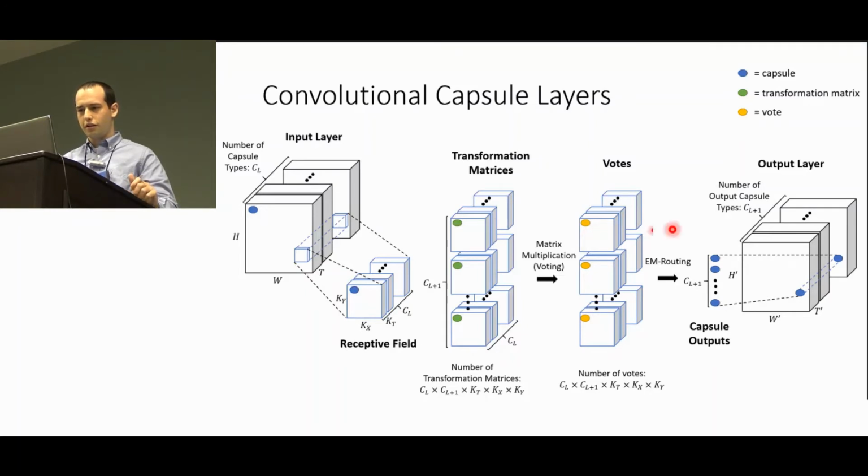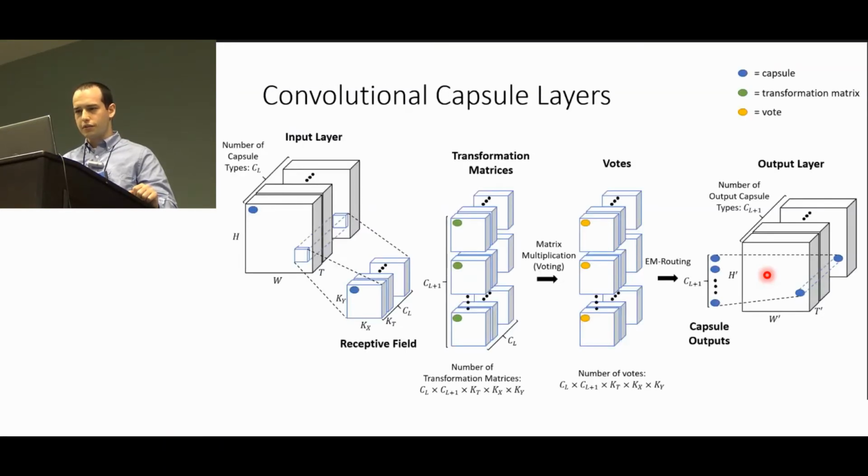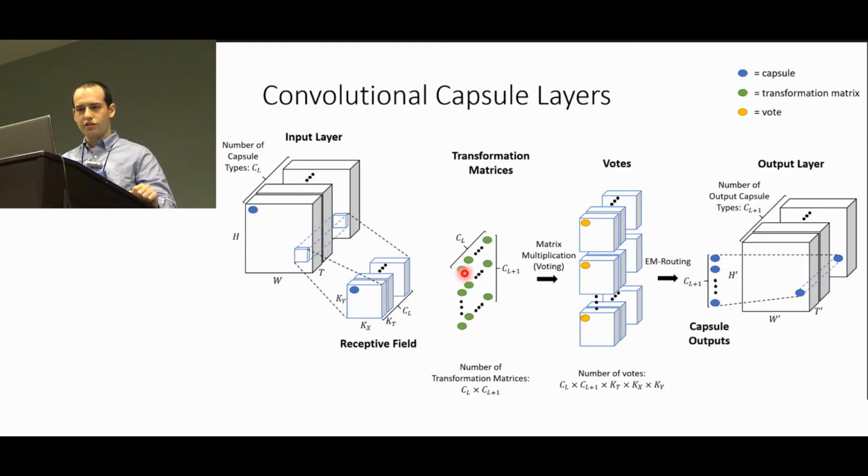And if you try to fit a deep capsule network into a GPU, you probably won't be able to. So we introduced two simplifications to this convolutional capsule routing. The first is using the same transformation matrix for different capsules of the same type, and then capsule pooling. If we go back to this figure, instead of having a transformation matrix for each position of the receptive field, we can share transformation matrices between capsules of the same capsule type. Then we can multiply these transformation matrices with the receptive field and get our votes in that manner. But this doesn't really solve our issue because we still have the same number of votes.